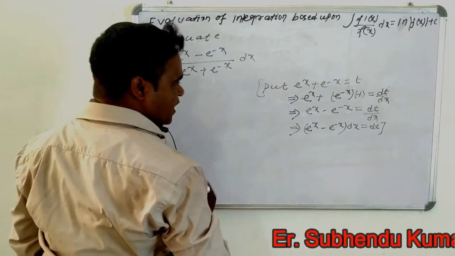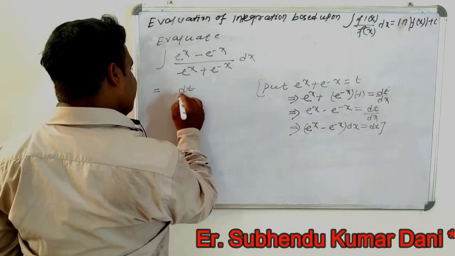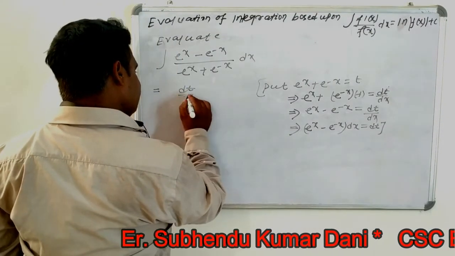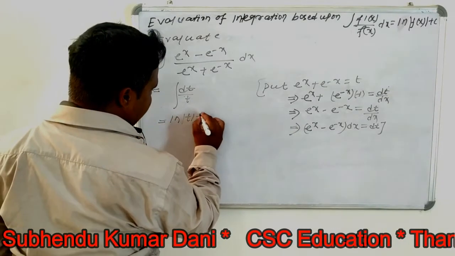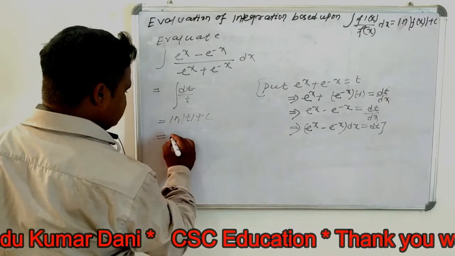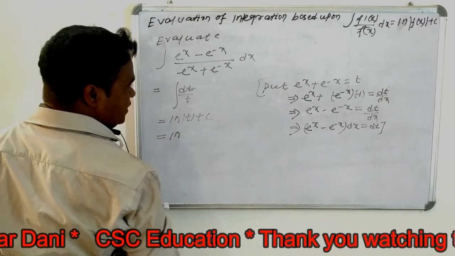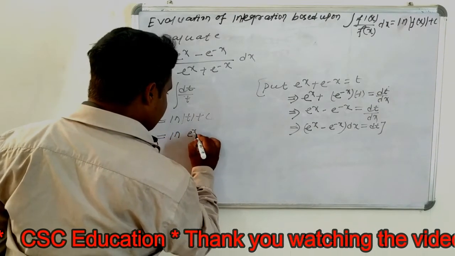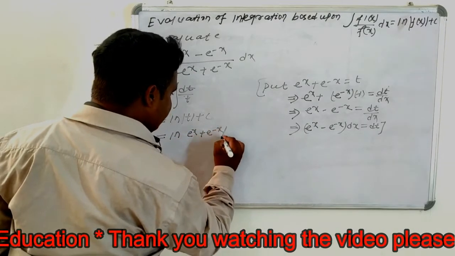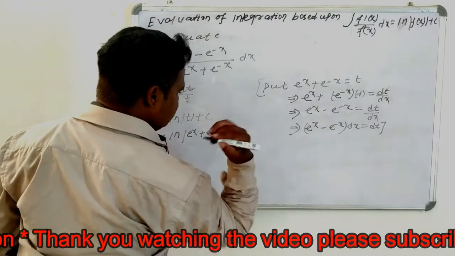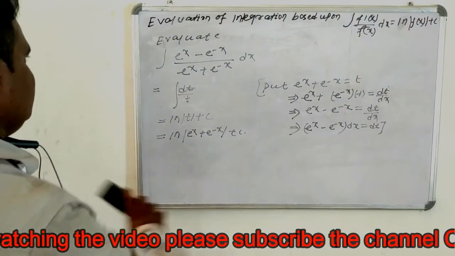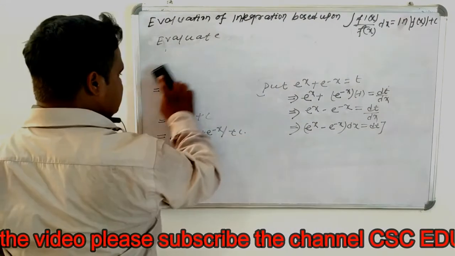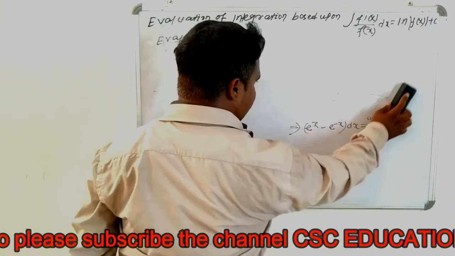The value is now dt divided by t in the integration, so the value is ln t + c. This equals ln(eˣ + e⁻ˣ) + c. Here c is the integration constant. Okay, and another question is solved in this format.